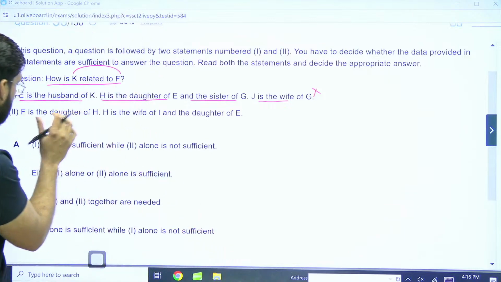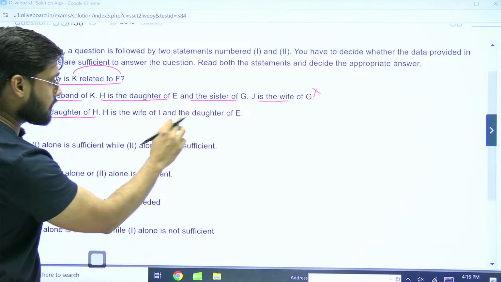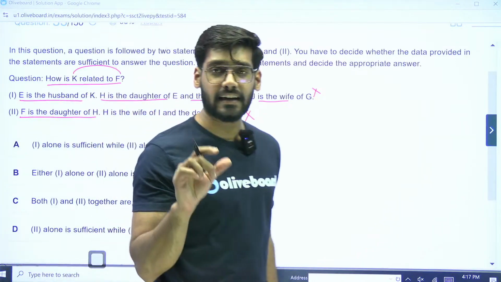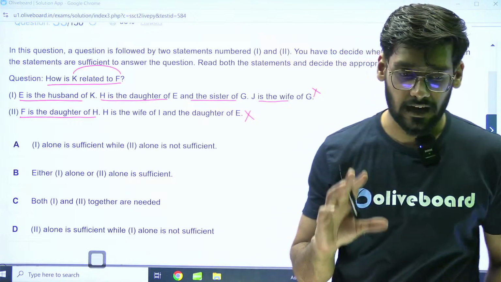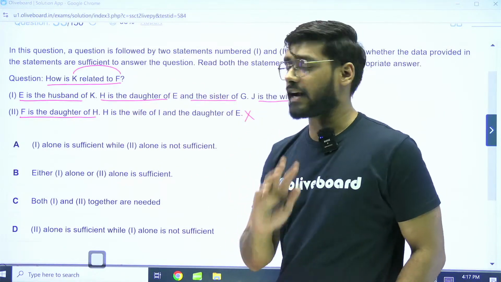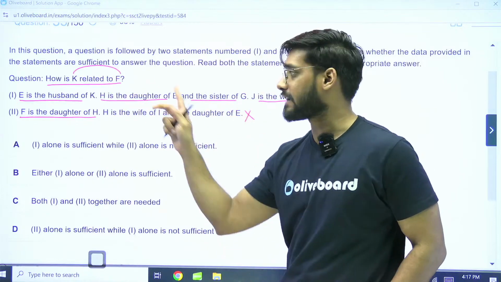Now let's see the second one. F is the daughter of H. We are having F, but we are not having K. So with the help of second statement alone, we cannot get the answer, because we need these two persons, K and F, in one statement only.